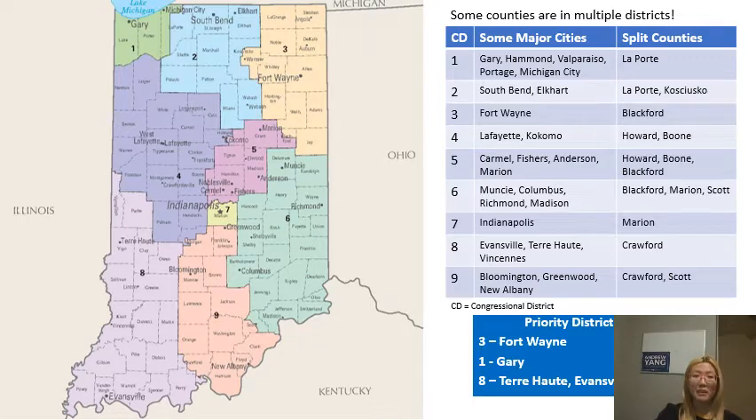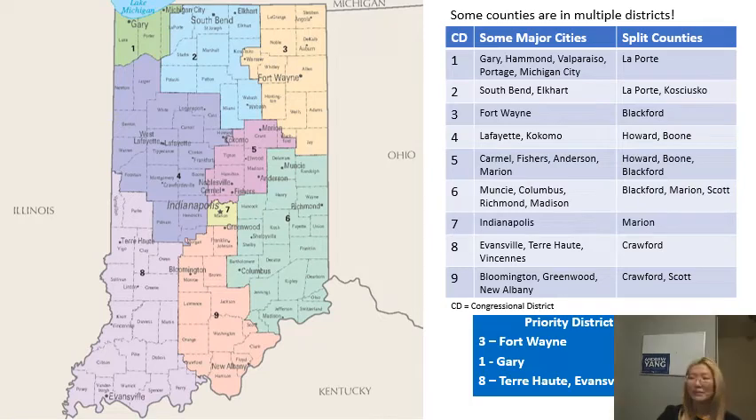This is a map of the congressional districts in Indiana. As you can see, Marion County, which I gave as an example, is its own district. There are other districts like District 1 that are only 3 counties, and then there are districts like District 8, which are a ton of different counties.